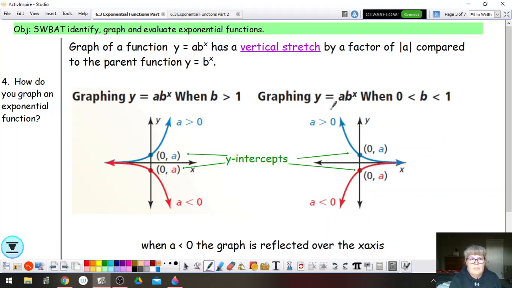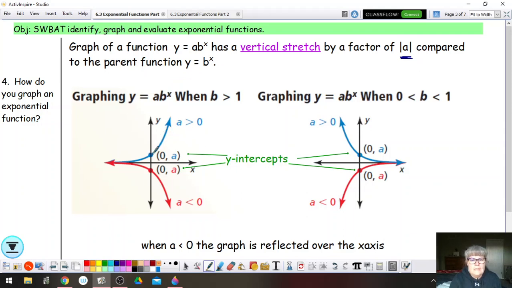We're also going to be looking at graphing, and in this video, we're going to be looking at graphs with a vertical stretch. So the graph of a function y equals a times b to the x has a vertical stretch by a factor of the absolute value of a. So it's the a value that determines the stretch, compared to the parent function y equals b to the x.